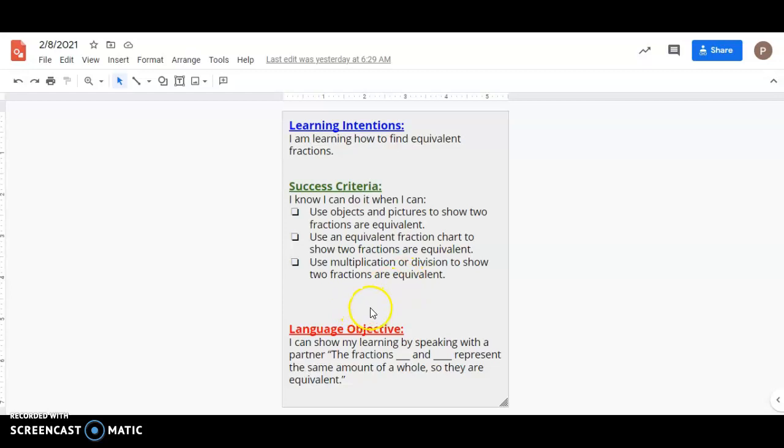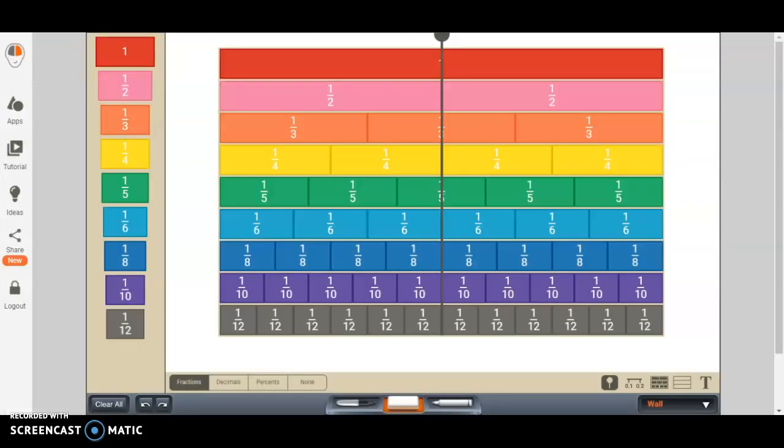And remember, when we're speaking with a partner, we're going to be using the fractions, for instance, 1/2 and 2/4 represent the same amount of a whole, so they are equivalent. Now, yesterday, we used this. We used a fraction table to show that 1 whole is equal to 2/2, 3/3, 4/4. But also, we could use this slider to show that the amount of space that's taken up by 1/2 is the same amount of space that's taken up by 2/4 or 3/6.